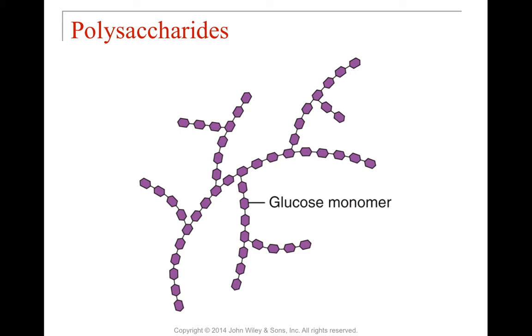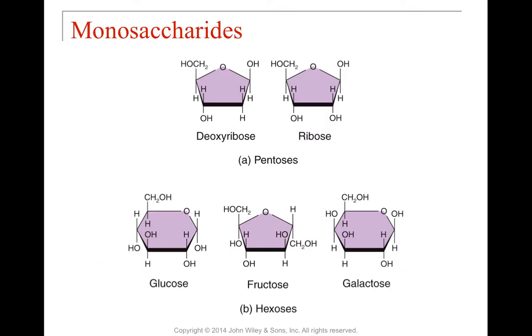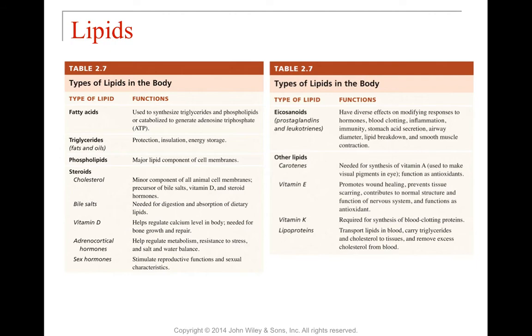So if you picture each one of these hexagons as glucose, they are all chained together in a very long chain. This could be a starch, it could be cellulose, it could be multiple different things, but it's going to be a long chain, basically, of glucose. These are polysaccharides. So we're moving on now from carbohydrates to lipids.